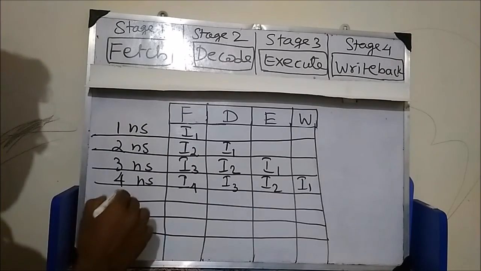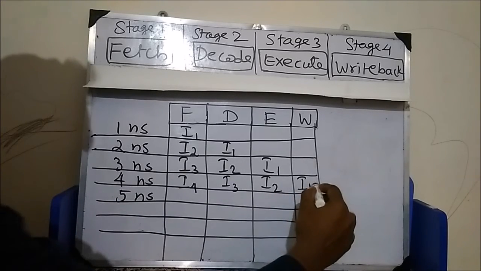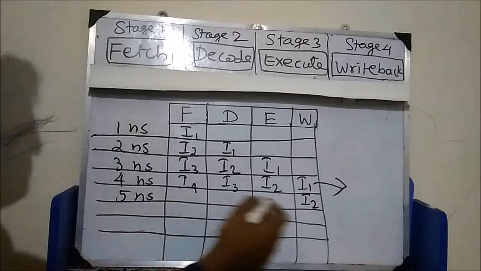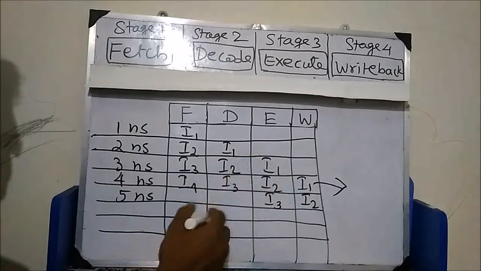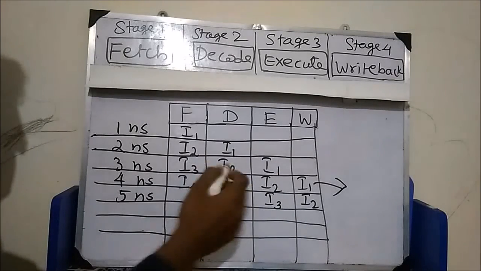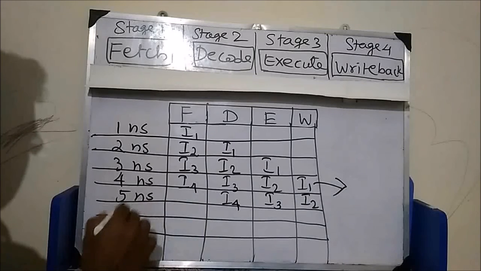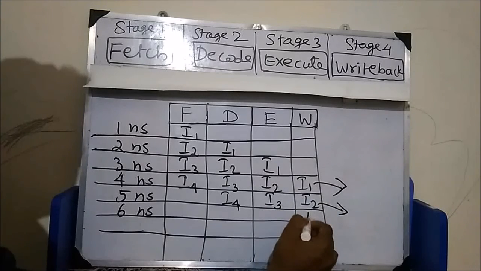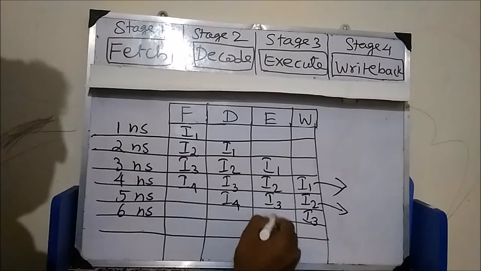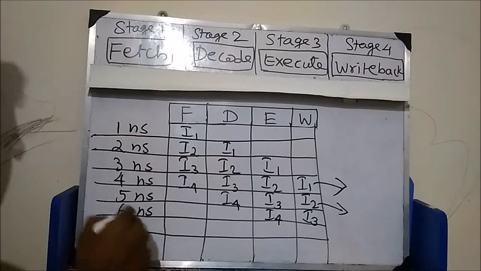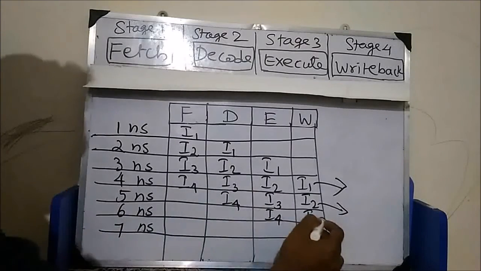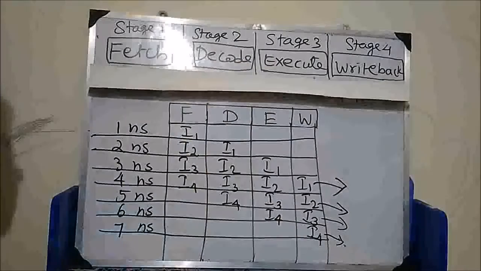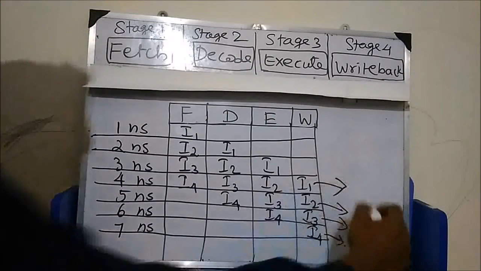At the fifth nanosecond, instruction 1 comes out and instruction 2 goes to the write back stage. Instruction 3 is executing and instruction 4 is in the decode stage. At the sixth nanosecond, instruction 2 comes out, instruction 3 goes to the write back stage, and instruction 4 comes to the execution stage. At the seventh nanosecond, I3 comes out, and at the end of the seventh nanosecond, I4 gets completed. So totally it takes 7 nanoseconds.